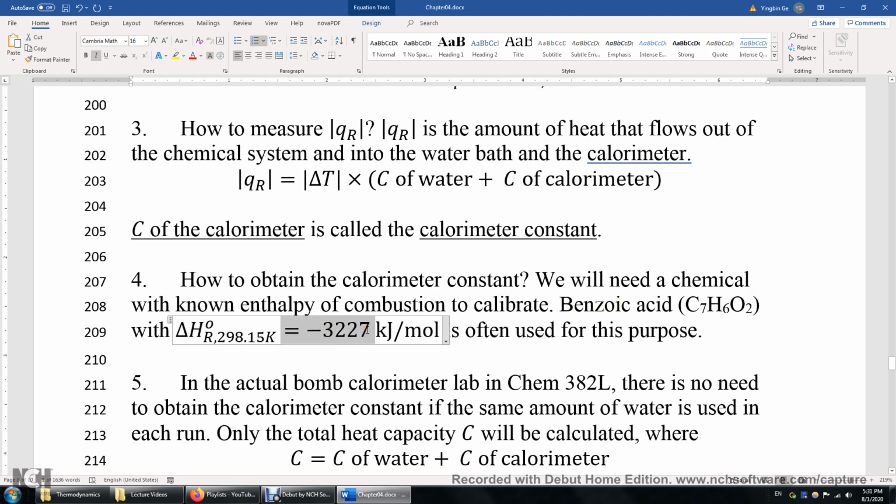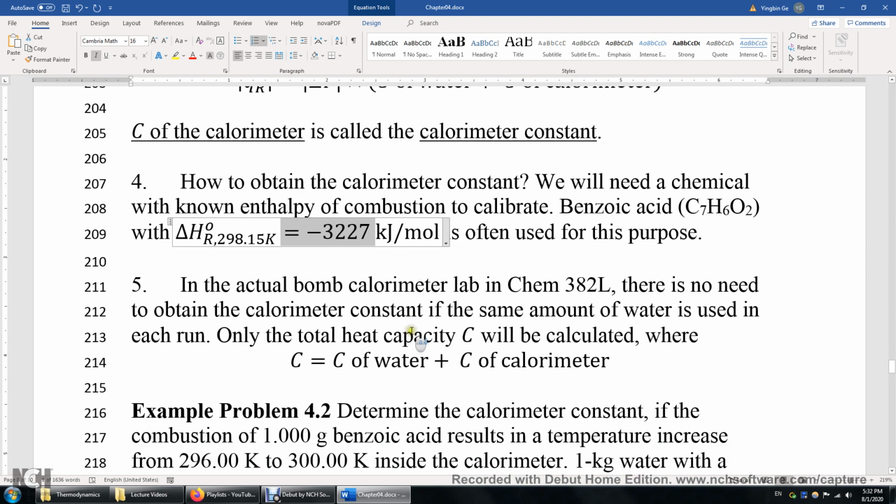And then we can compute the internal energy of combustion, which is roughly 3,226 kilojoule per mole, a little different. And then if we measure the amount of benzoic acid precisely, we will know how much heat is going to be released in the bomb under this isochoric condition. Again, the number of moles times the standard internal energy of combustion will give us the amount of heat released from that benzoic acid sample.